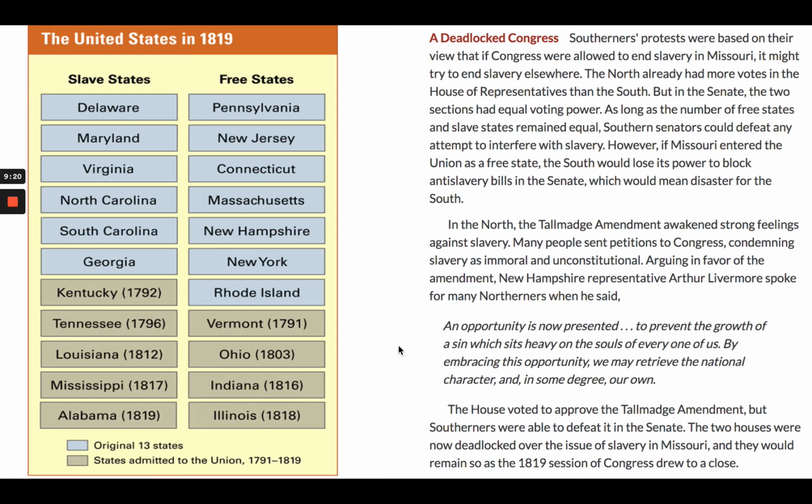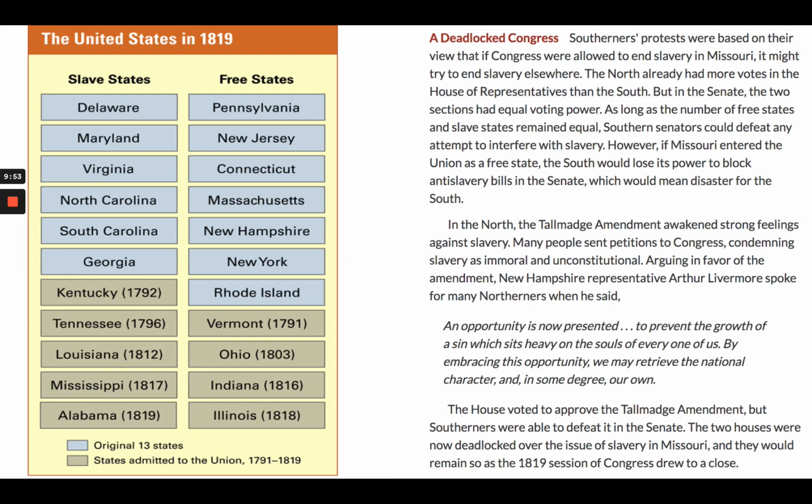A deadlocked Congress. Southerners' protests were based on their view that if Congress were allowed to end slavery in Missouri, it might try to end slavery elsewhere, like Virginia or Georgia. The North already had more votes in the House of Representatives than the South, but in the Senate, the two sections had equal voting power. This is very important. As long as the number of free states and slave states remained equal, Southern senators could defeat any attempt to interfere with slavery.